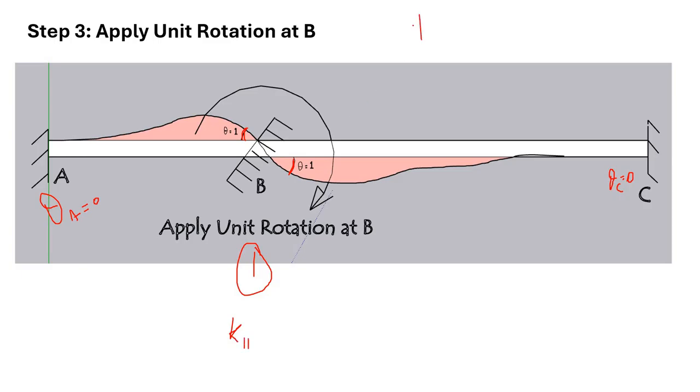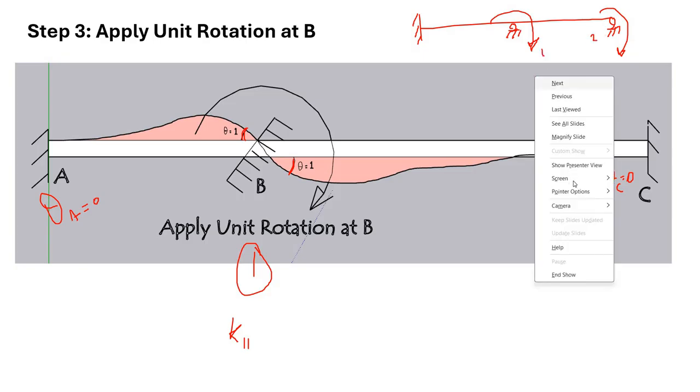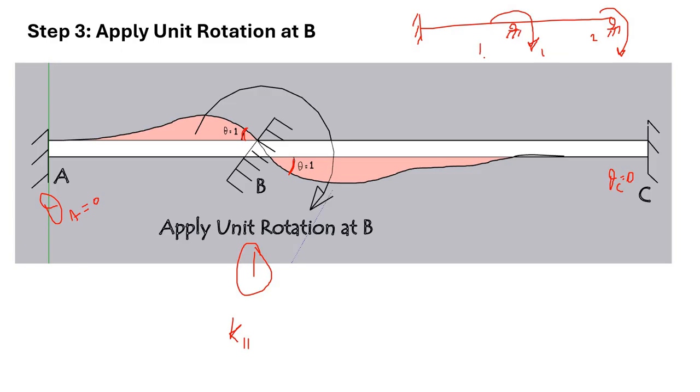Now I will explain what the subscript 11 stands for and what the subscript 21 stands for. For example, if we apply a rotation at this location and this location, this is 1 and this is 2. Here it is called K11 and here it is called K21. So the stiffness at location 1 is K11 and the stiffness at location 2 is K21. Now what do the first subscript and second subscript represent?